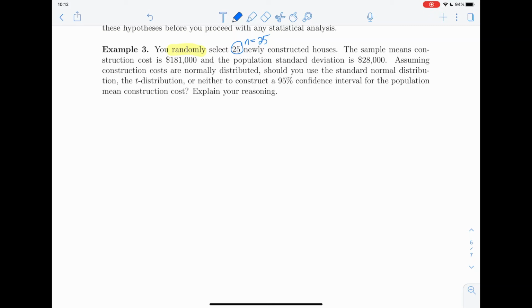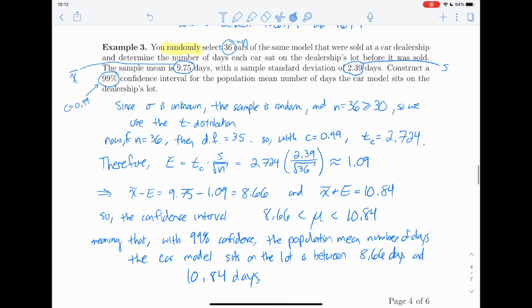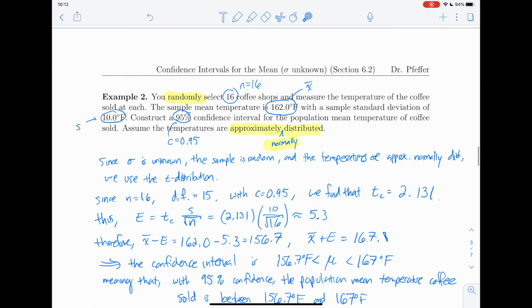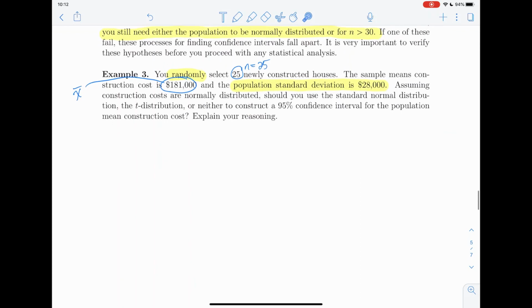It says that the sample mean of the construction cost, boom, we magically know that x bar is equal to 181,000. And it says that the population standard deviation, that's important, the population standard deviation is 28,000. This is, of course, in stark contrast with any of these previous problems where the deviation we were looking at was sample standard deviation. Up here, we had sample standard deviation. So as soon as you read population standard deviation, that is telling you that this isn't little s, this is actually sigma. Sigma is 28,000. So what that means is that we're not in the context of section 6.2, we're in the context of section 6.1. So the game is a little bit different.